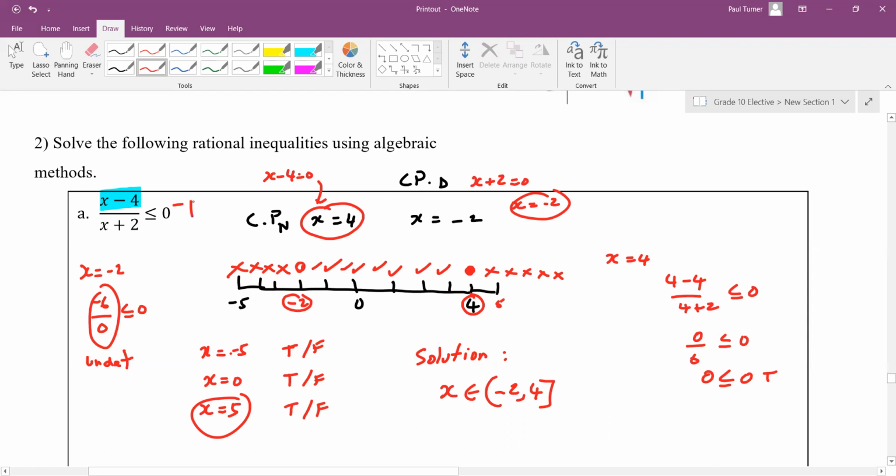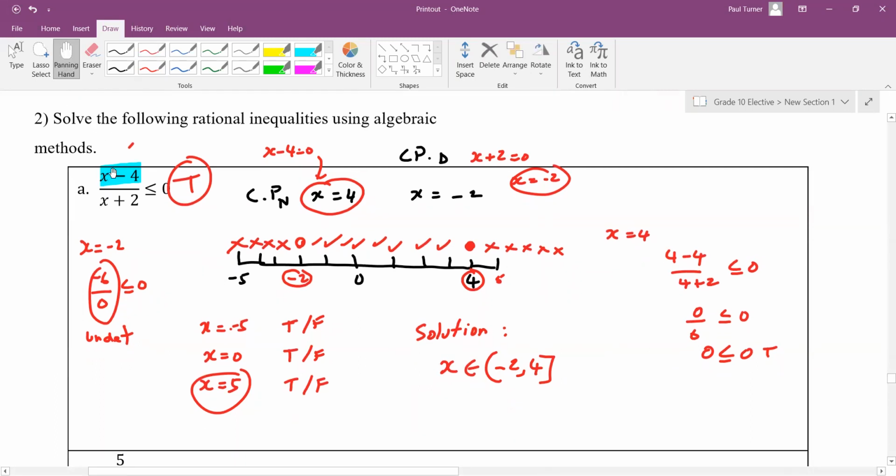So to make this statement true, the x values must be between minus 2 and 4. Then this will be a true inequality. Outside of that, it would be false. All right, I guess if you're writing that, you want to copy that down.